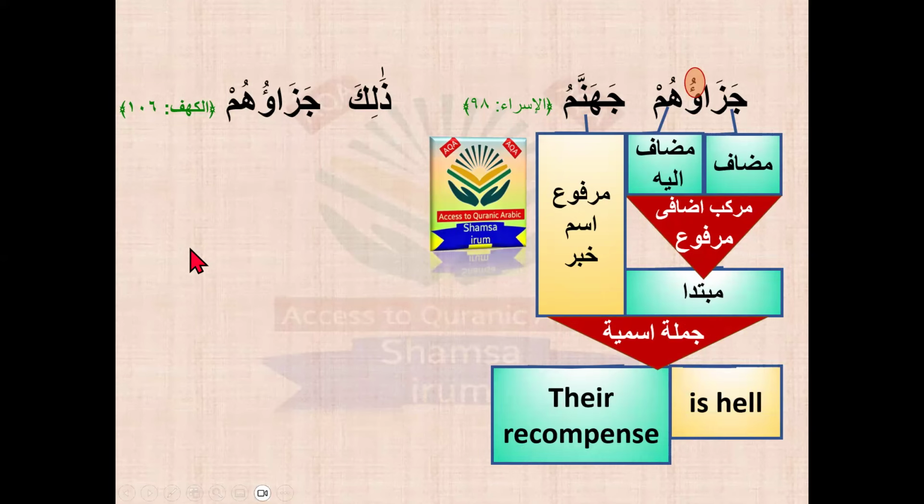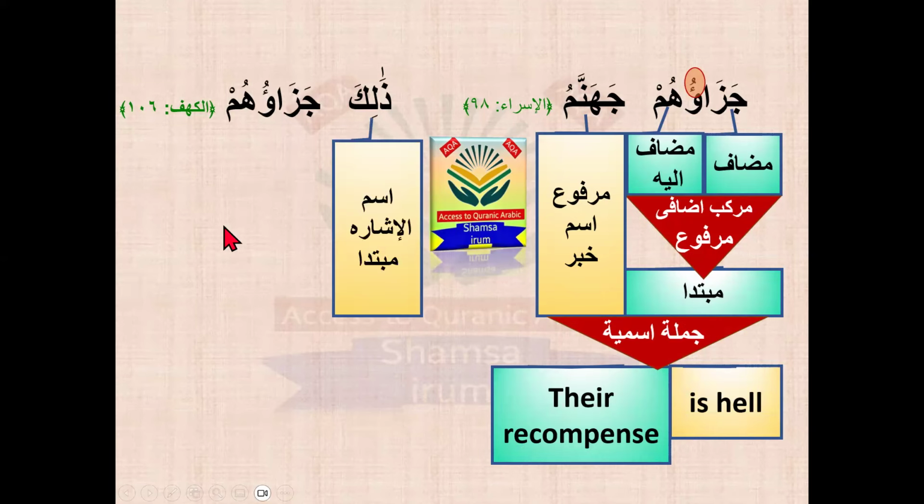Move toward the next part. Dhalika is ismul ishara and it is mubtada here. That's why it is marfu, because mubtada should be marfu. So this means dhalika, ismul ishara, is marfu here.